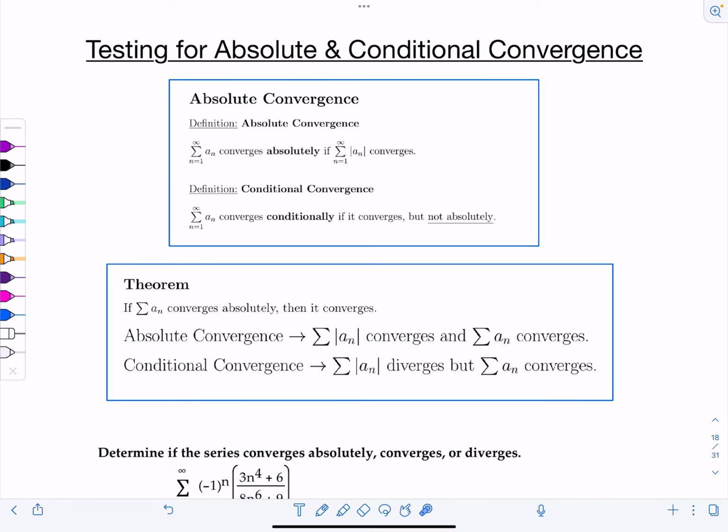And I have a whole separate video on this topic. Basically, you always want to check for absolute convergence first, because if the series passes, then you're done. If the series doesn't converge absolutely, then you do AST to check for conditional convergence. And I have a very snazzy little flow chart to walk you through the whole process. I highly suggest you check it out. I'll link it right here.